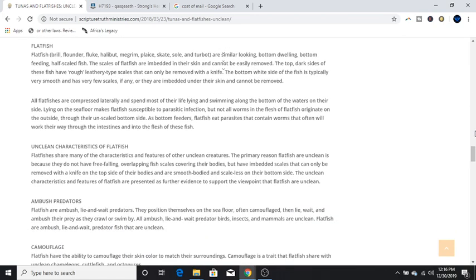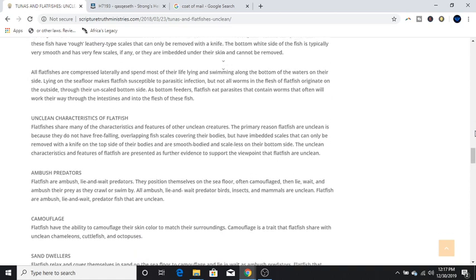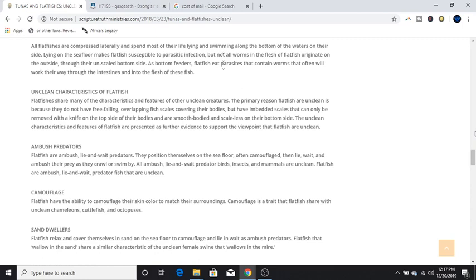Flatfish. Flatfish, brill, flounder, fluke, halibut, megrim, plaice, skate, sole, and turbot are similar-looking, bottom-dwelling, bottom-feeding, half-scale fish. The scales of flatfish are embedded in their skin and cannot be easily removed. The top dark sides of the fish have rough, leathery-type scales that can only be removed with a knife. The bottom white side is typically very smooth and has very few scales, if any, or they are embedded under the skin and cannot be removed. All flatfishes are compressed laterally and spend most of their life lying and swimming along the bottom of the waters on their side.